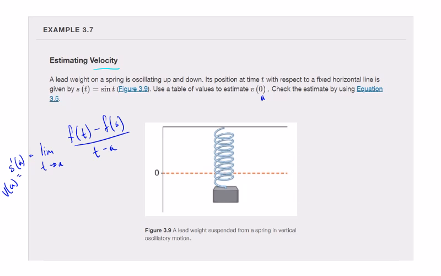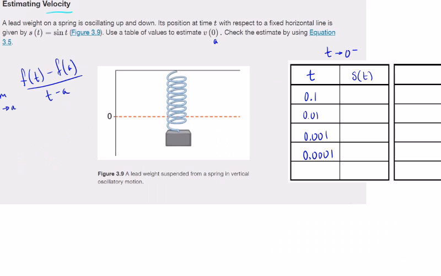All right, so let's plug in some values. One thing I should change here is that I made these f of t, but they should be s of t. All right, and so if we set up our formula, we're approaching 0, not h, but as t approaches 0, and this is going to be s of t minus s of 0 all over t minus 0, right?